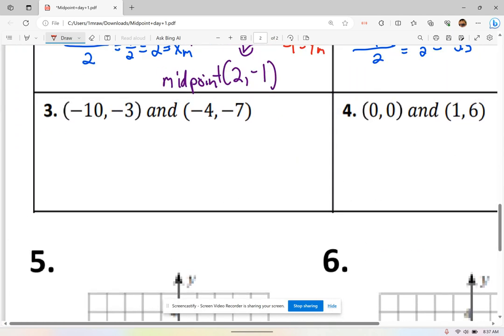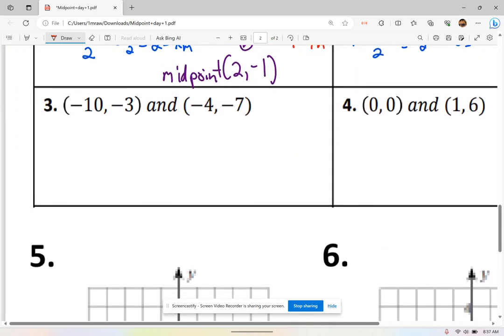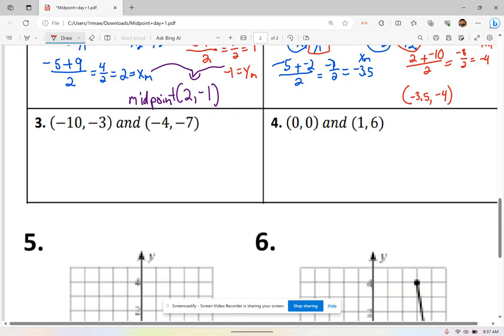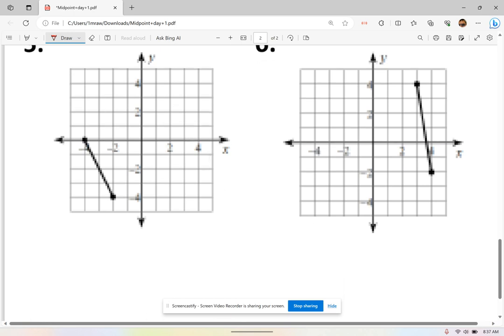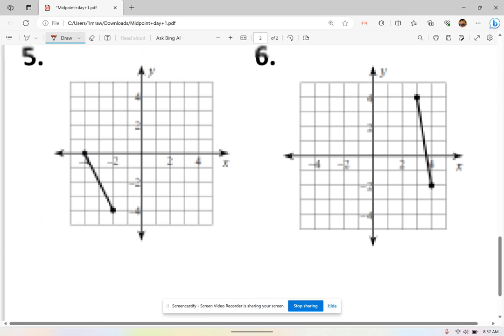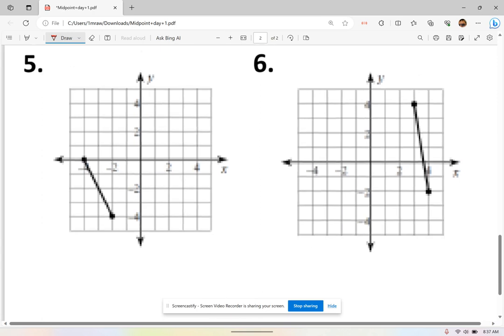So you can do a couple more problems if you want to on your own. Do three and four, okay? But I'm going to do 5 and 6, because they're different. They're on graphs. So I want to make sure that you're seeing this process. There's two ways to do this. Now the easiest way is to get the coordinates and do the points. So the coordinates for here, 1, 2, 3, 4, that's going to be negative 4, comma 0, and then this one's going to be negative 2, comma negative 4.